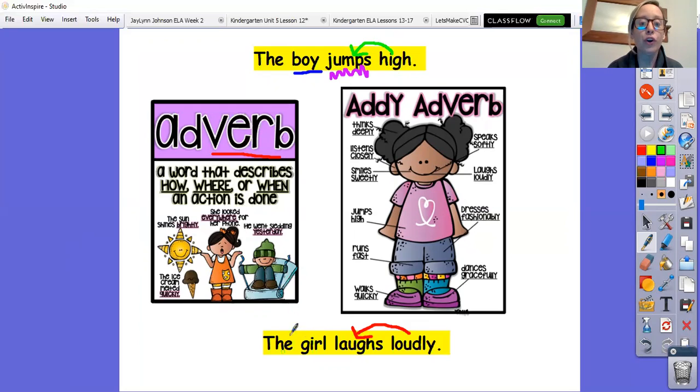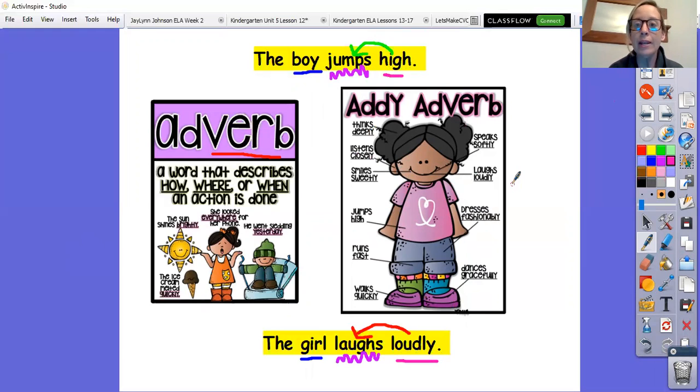Again, down here, the girl laughs loudly, okay? Girl would be their noun, remember, person, place, or thing. What's she doing? She's laughing, okay? So I'm gonna use squiggle marks to show action. Remember, this is when we're talking about our action verbs, okay? And does it describe how she's laughing? It does. So the girl laughs loudly, okay? So in these instances, these would be your adverbs, okay?